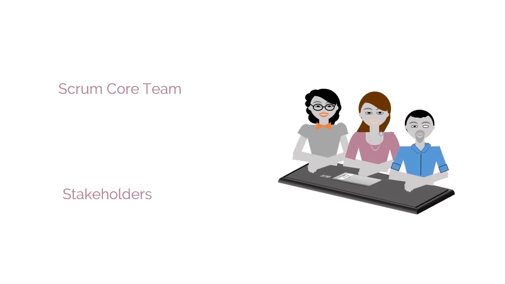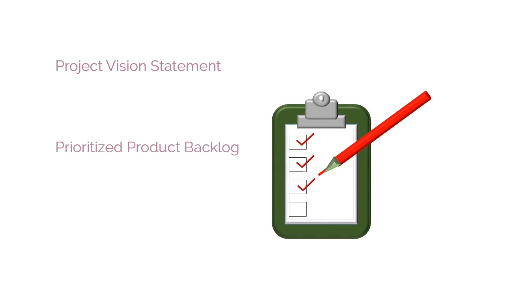We're going to learn about the conduct release planning process. The inputs to this process are Scrum Core Team as described in Section 8.4.1.1, Stakeholders as described in Section 8.2.3.2, Project Vision Statement described in Section 8.1.3.2, Prioritized Product Backlog as described in Section 8.5.3.1, Done Criteria as described in Section 8.5.3.2. The first tool used in this process is Release Planning Session.